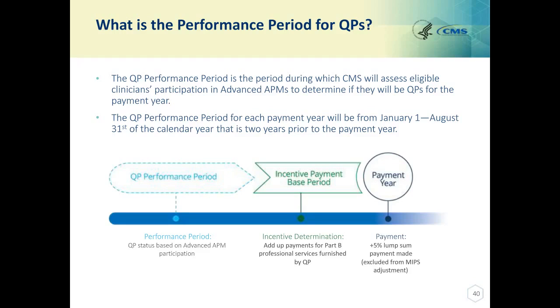So if the QP performance period that we're talking about is 2019, then we have an incentive payment calculation that goes on over performance year 2020, and then there'll be a payment year in 2021. So 2019 is when you'll be doing your work, becoming a QP. 2020 is when we'll do that calculation, and then 2021 is when we'll make that incentive payment. Next slide.